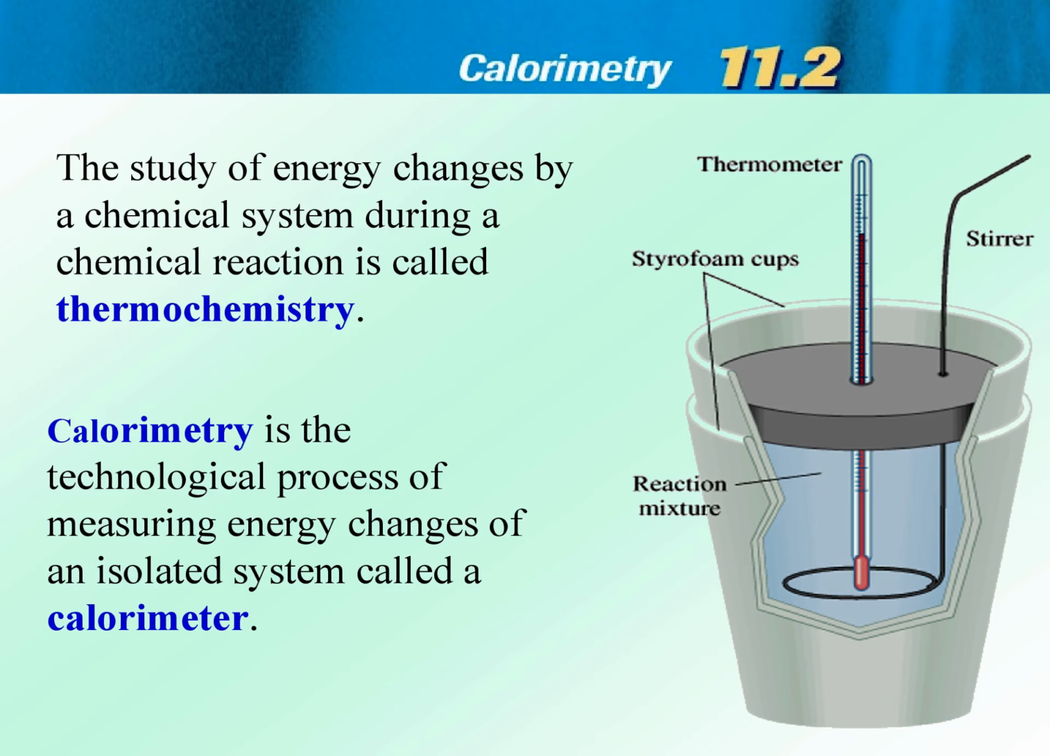Thermochemistry is the study of energy changes that occur within a chemical system during a chemical reaction. Calorimetry is the experimental technique used to measure those energy changes. This is done using a device called a calorimeter, which is designed to isolate the system so energy changes can be tracked accurately.